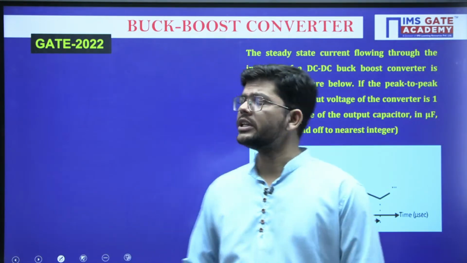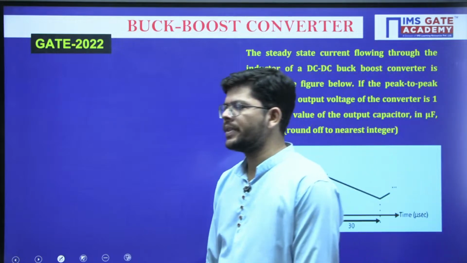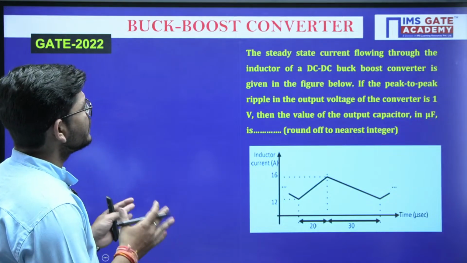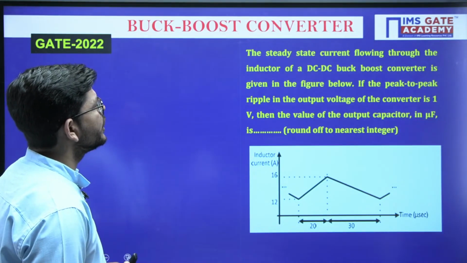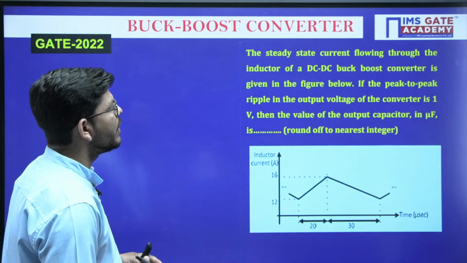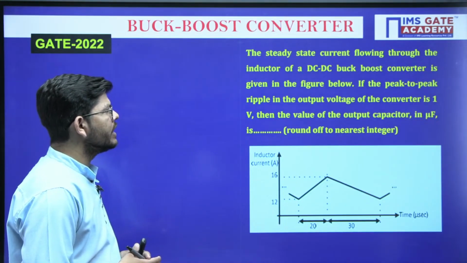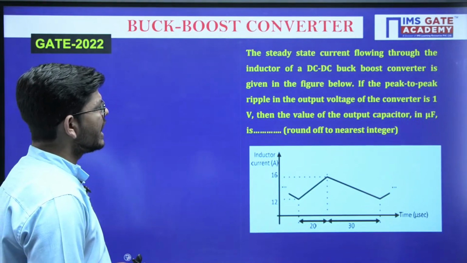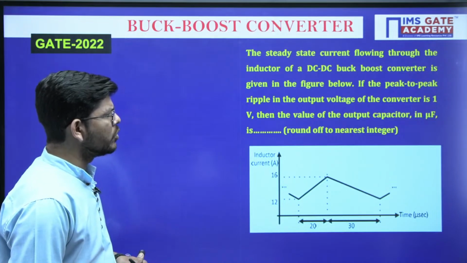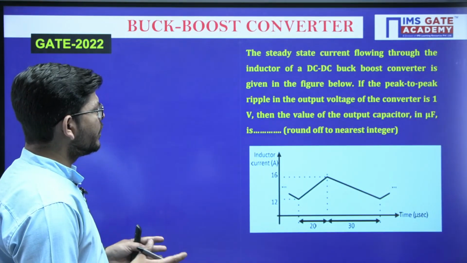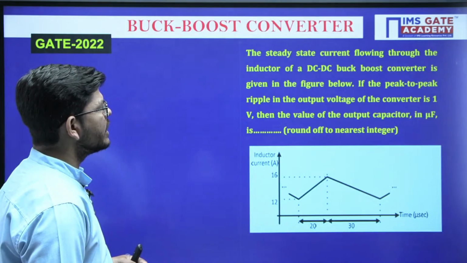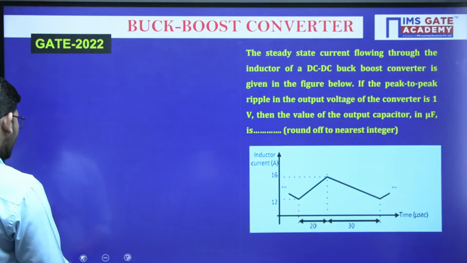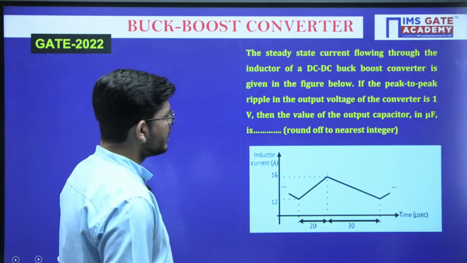Can you see this question? This was a part of the GATE 2022 exam, and what has been asked here? Just read this question with me. The steady state current flowing through the inductor of a DC to DC buck-boost converter is given in the figure below. So we have the inductor current being given to us. If the peak to peak ripple in the output voltage of the converter is 1 volt, then what will be the value of the output capacitor?